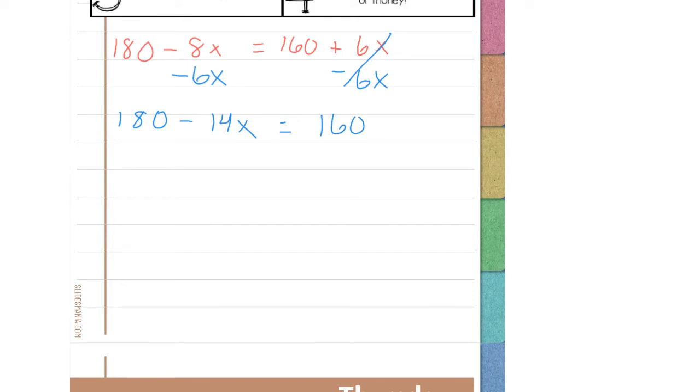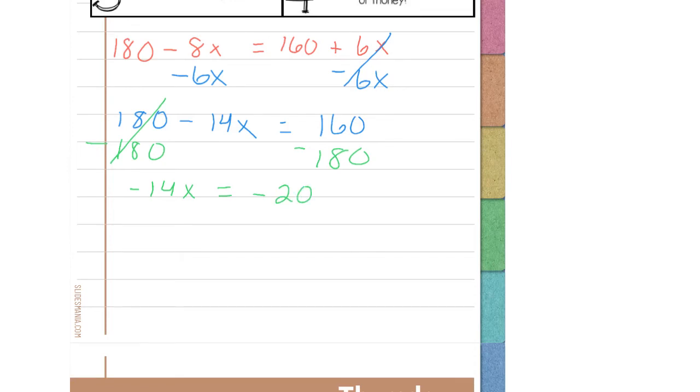So now that we have all of our x's on the left side, I have to move all of my numbers to the right side, right? So I'm going to go ahead and start with that 180. That is positive 180. So I do the opposite, which is negative 180 or minus 180 on both sides. This reduces to 0, and I'm left with negative 14x is equal to negative 20.